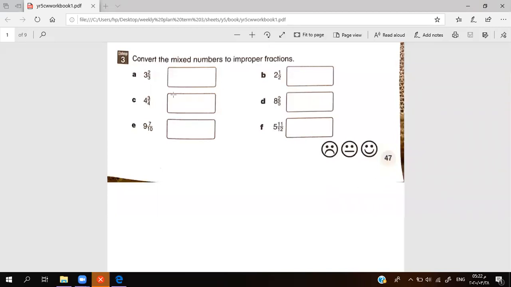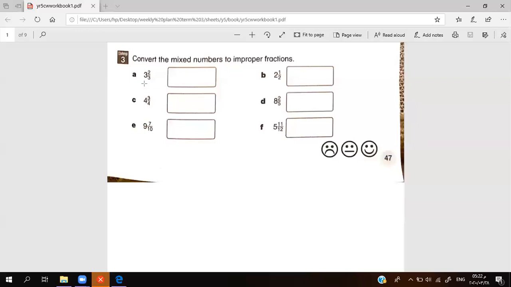Page 47, challenge 3. It's asking you to convert the mixed numbers to improper fractions. How can I do that? What does the word improper fraction mean? Let's remember that the numerator is bigger than the denominator. I told you, like 5/2. This is improper because a 2 cannot hold a 5. So this is an improper fraction.